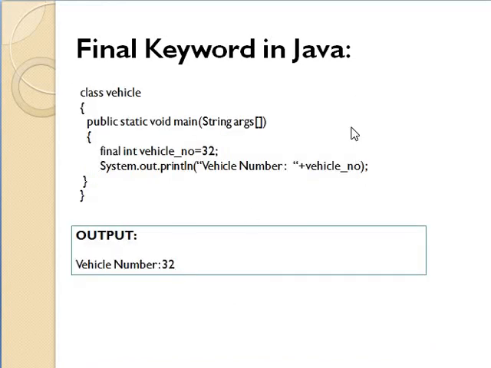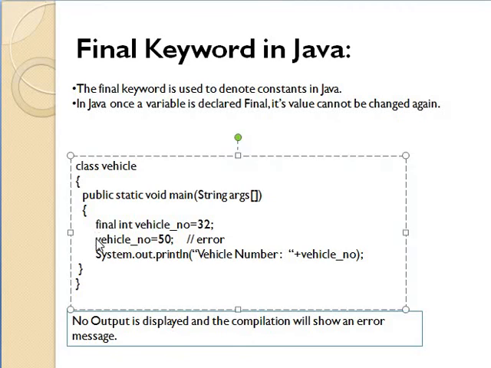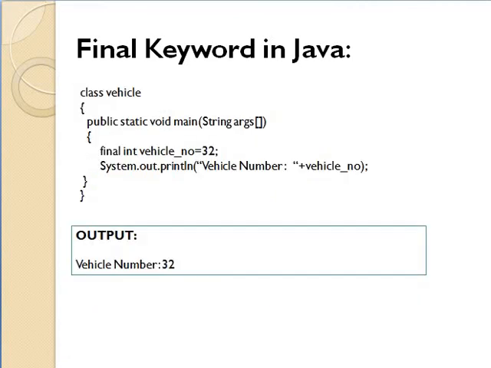Now consider this Java program as shown in this slide. This is the same Java program which is specified by the name vehicle, but the only difference is that the statement which generated the error, that is this statement where the value 50 has been assigned to the variable vehicle no, has been removed in this program. And since the statement that caused the error has been removed from the program, now this program is free from any compilation errors.